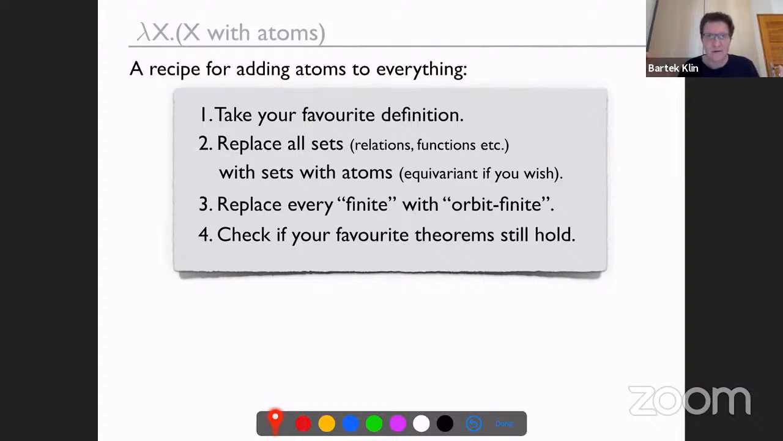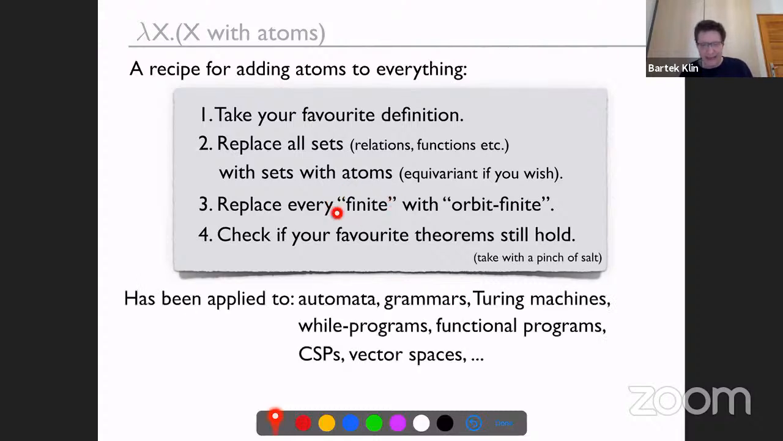your theorems still hold. Sometimes they will, with the same proof as in the classic case. That's not interesting. Sometimes they will fail, and that's somewhat interesting. And sometimes they will hold with a more interesting proof, and that's also then interesting. Well, we should take it with a pinch of salt. In particular, thinking about where exactly the word finite appears in your definition, that sometimes takes some design decision.